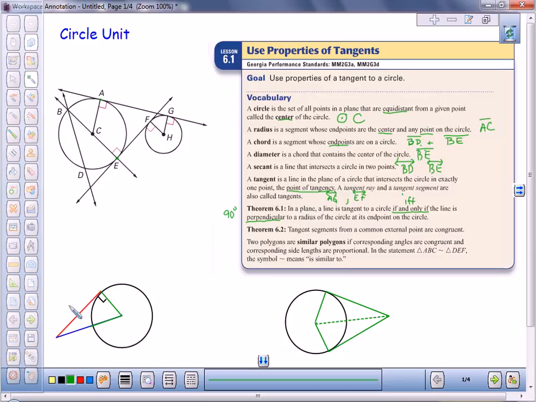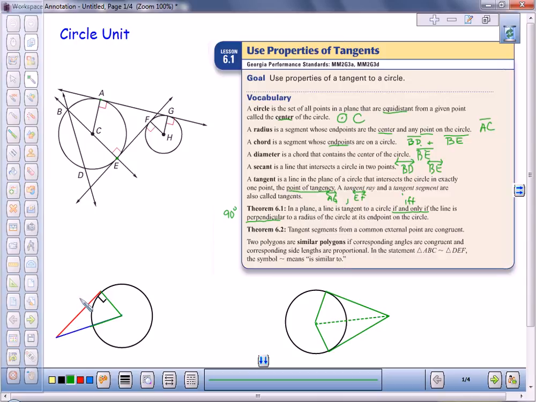I have color coordinated this one to where the lengths of the radii are in green, and then the green and the blue makes this segment, and then red is a tangent. Now, when we mark that the radius is perpendicular at the point of tangency, do you see we have formed a right triangle?